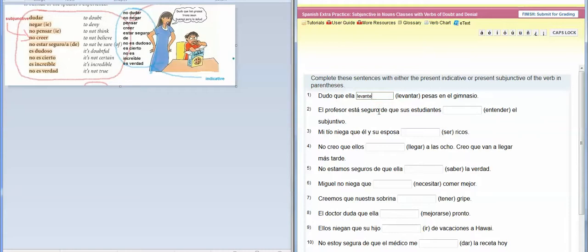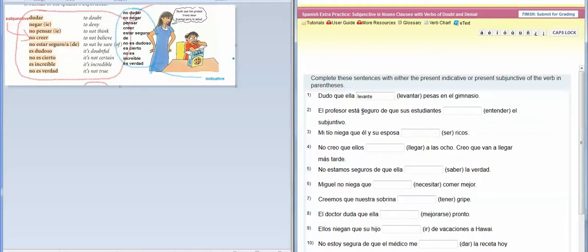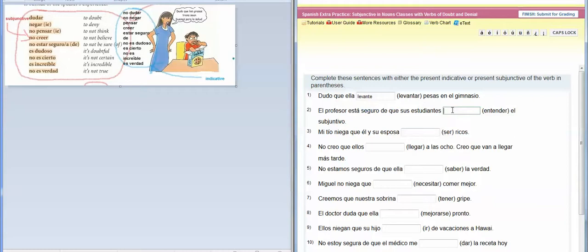El profesor está seguro de que sus estudiantes entendieron su punto. He is sure that. Seguro de que falls over here with the indicative. Estar seguro de, so we're going to put it in the indicative form. Mi tío niega que él y su esposa blank ricos. So negar falls under the subjunctive, so we're going to put sean.